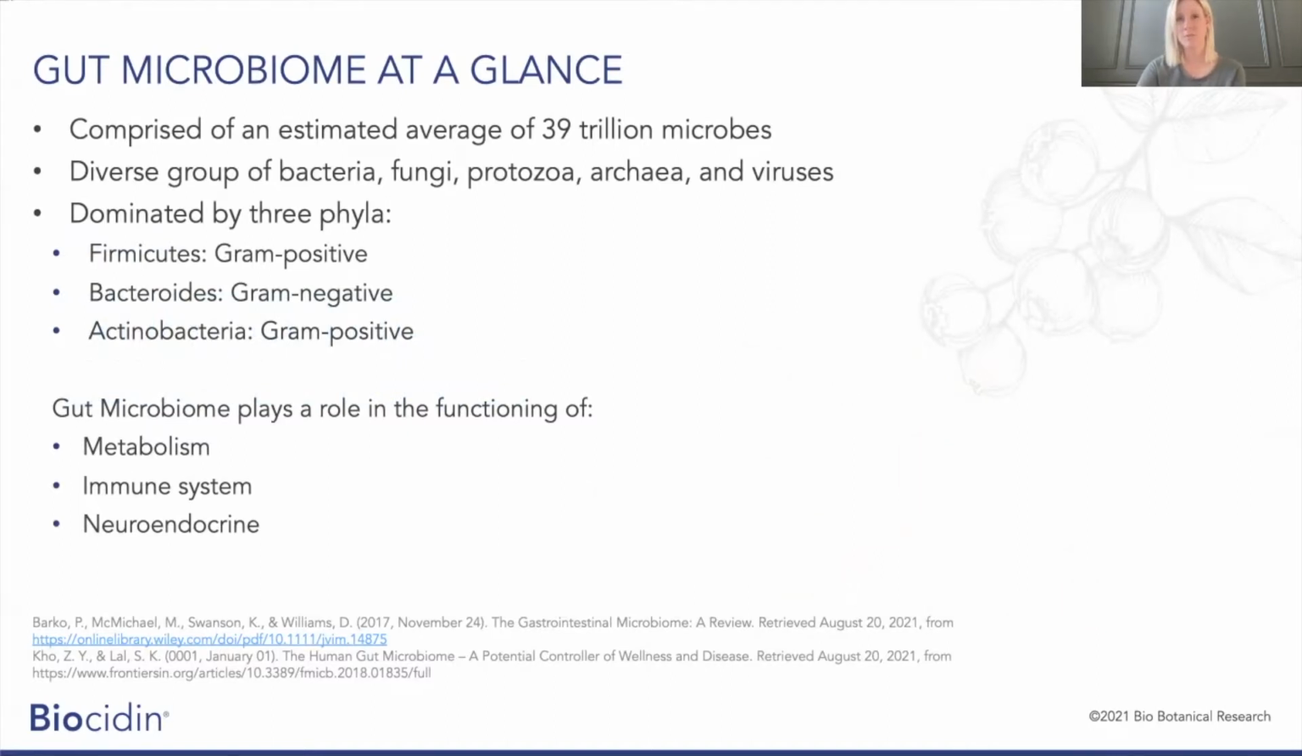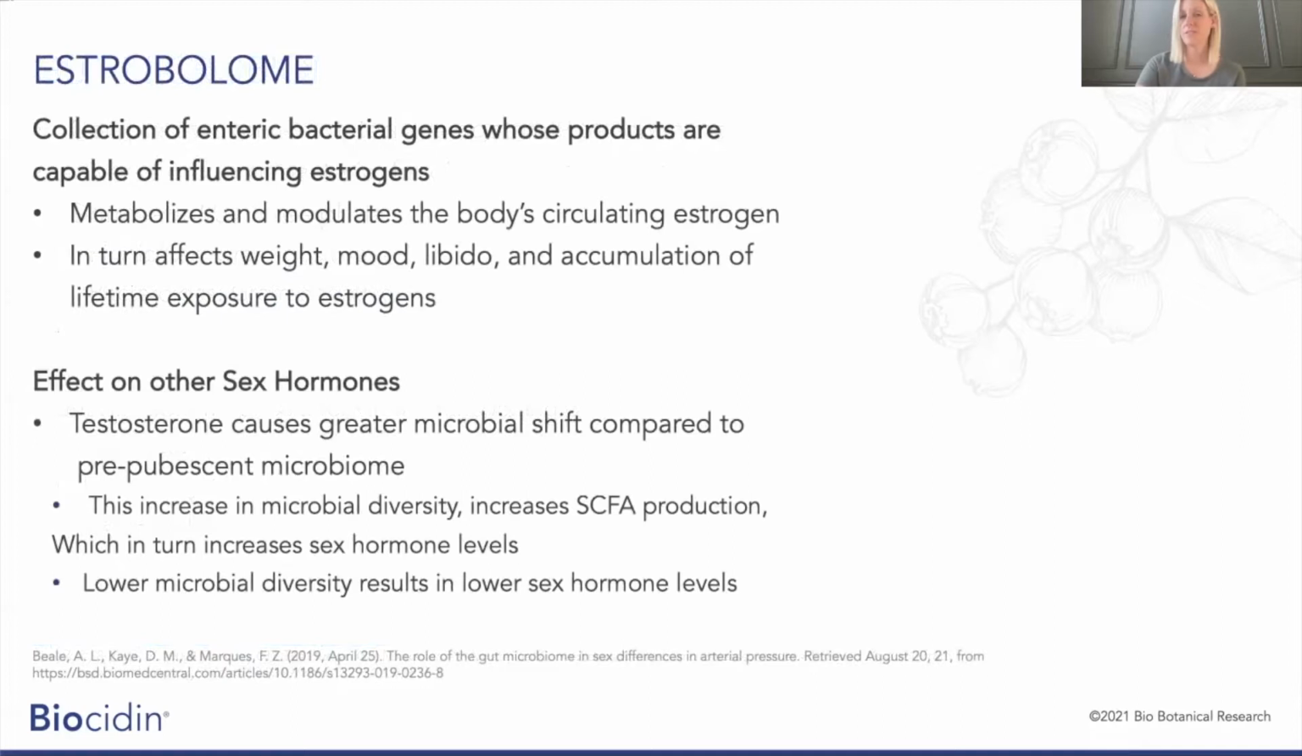Our gut microbiome plays a role in the functioning of our metabolism, our immune system, and neuroendocrine functions. Now, specifically, the estrobolome is a collection of enteric bacterial genes whose products are capable of influencing estrogen metabolism. So this metabolizes and modulates the body's circulating estrogen, and this in turn affects weight, mood, libido, and the accumulation of lifetime exposure to estrogens, which we know is a concern when we're looking at cancers that are specific to estrogens.